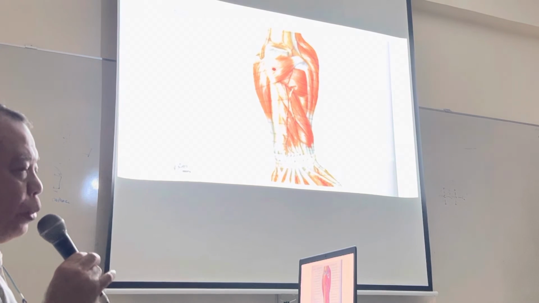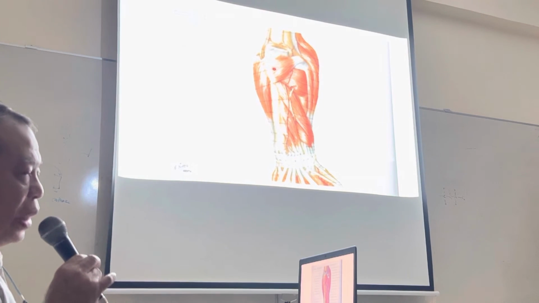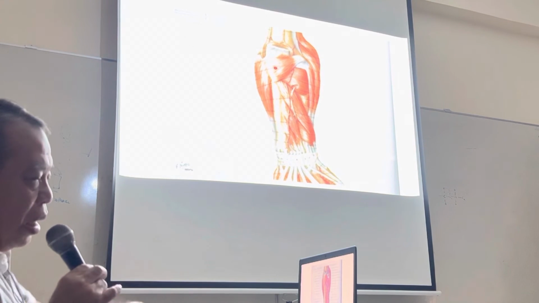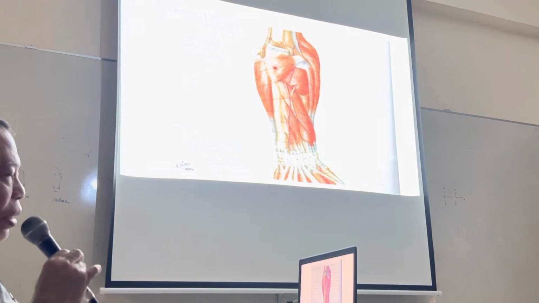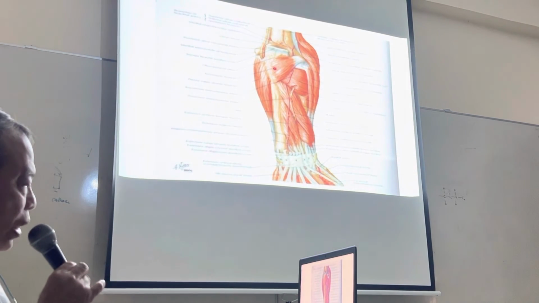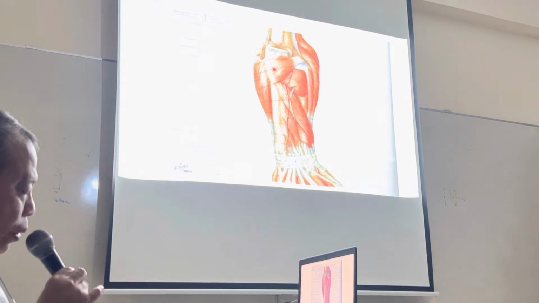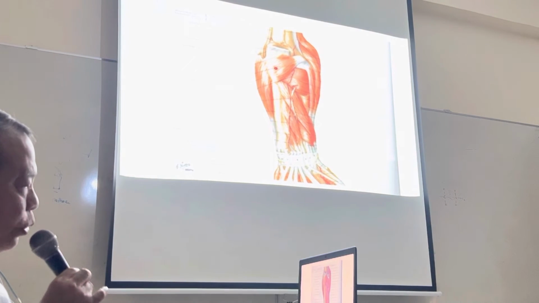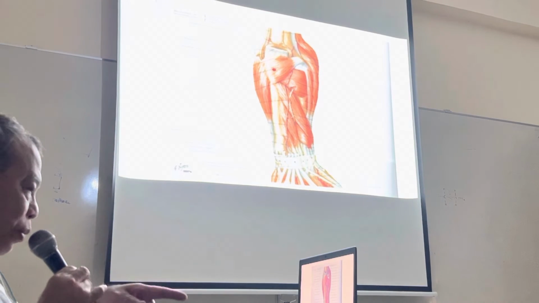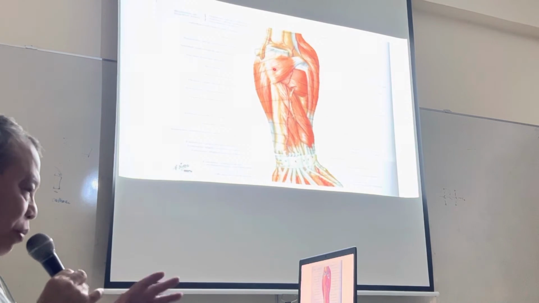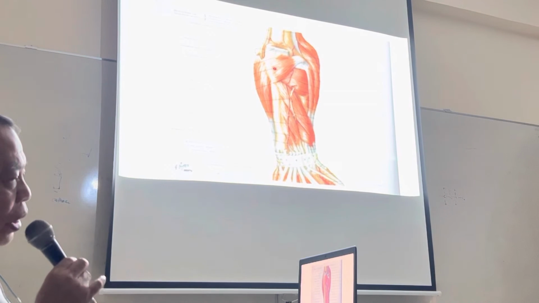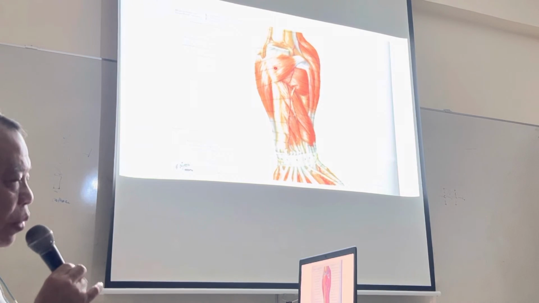It will be found between what muscles? Brachialis and brachioradialis. That will be the location of the radial nerve in the region of the cubital fossa. That is why the radial nerve is one of the contents of the cubital fossa. It may come out in the exam: what are the contents of the cubital fossa? Do you expect the radial nerve? Yes, it is one of the contents.